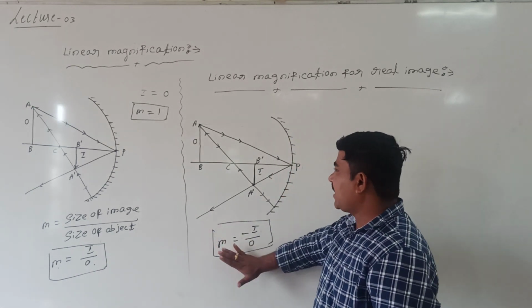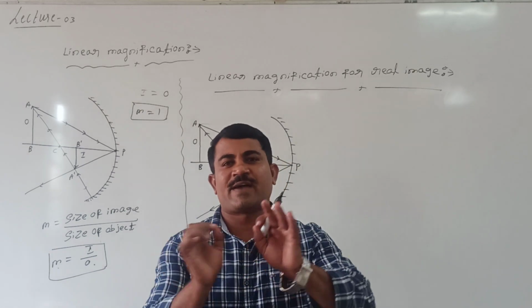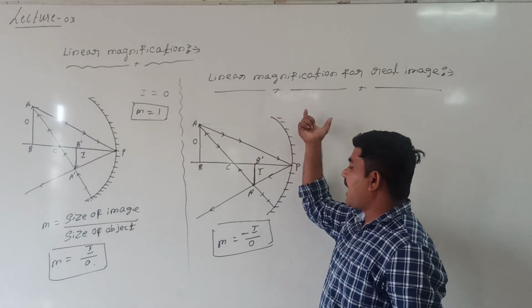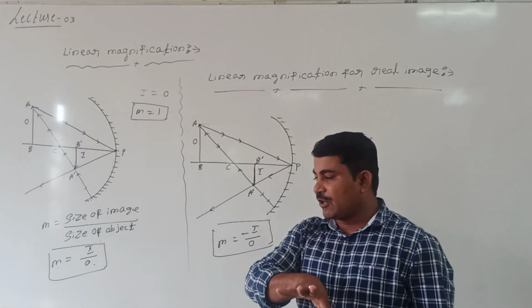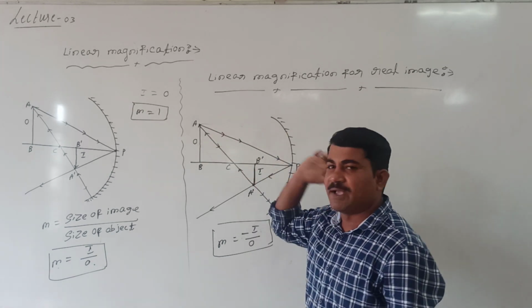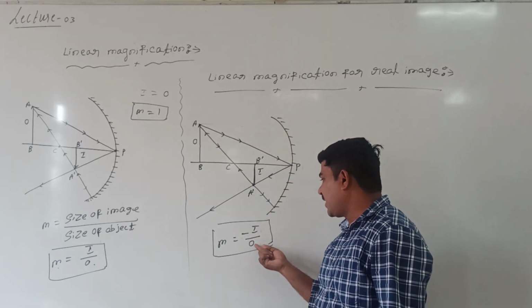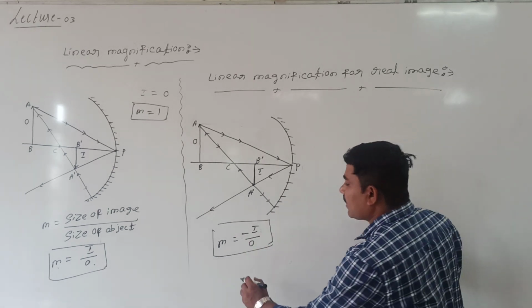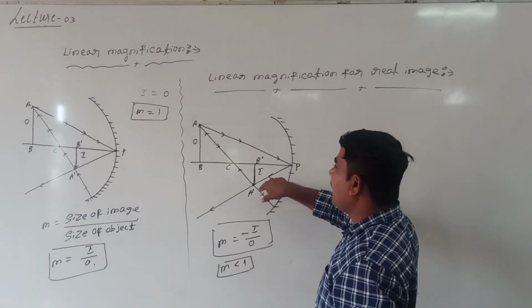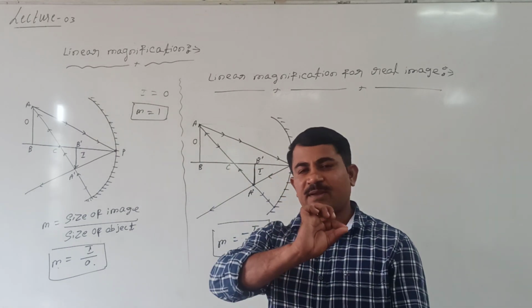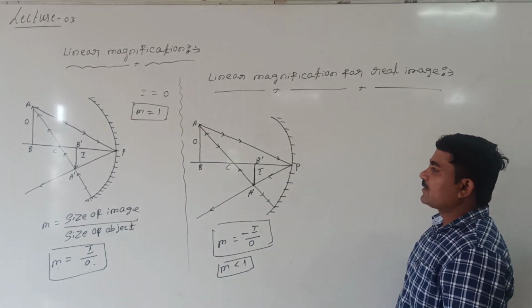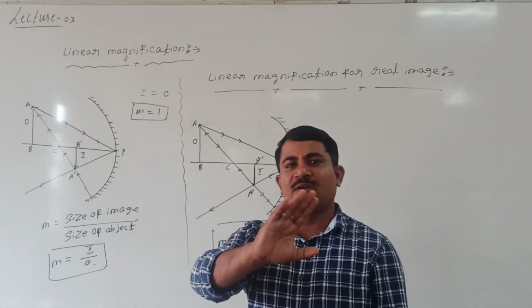Then we have to put the general formula for linear magnification. Simply, for real image, linear magnification is always negative. Negative means actually the size of the image must be smaller and the size of the object bigger. If this is smaller and this is bigger, then the value must be less than 1. I mean, linear magnification is less than 1 for a real and inverted image. Then I need the general formula for linear magnification.